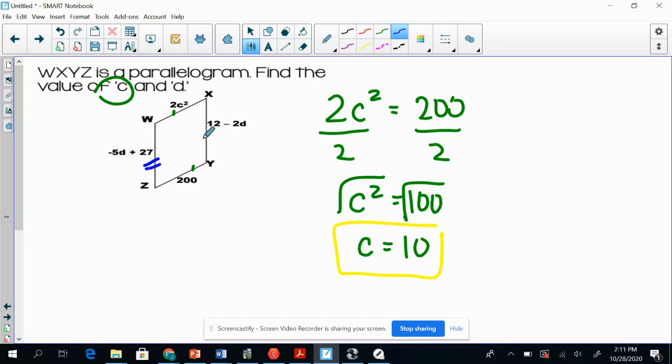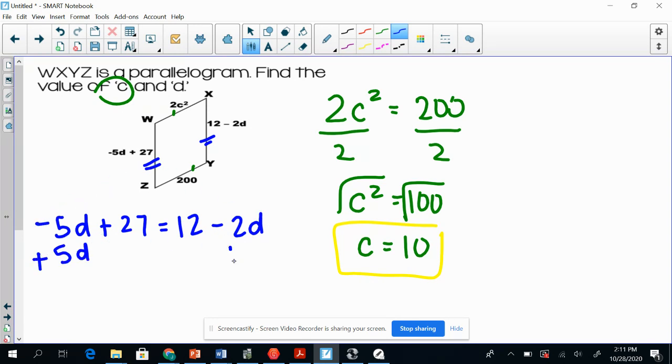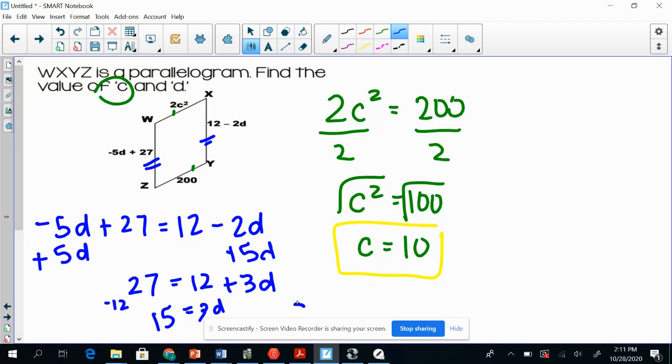Since it's a parallelogram, this side and this side are also congruent, so negative 5d plus 27 is equal to 12 minus 2d, and we're going to solve for d. I'm going to add the 5d just to keep my numbers positive attached to my d. So 27 equals 12 plus 3d. I'm going to minus 12 on 27, which should give me 15. And so I have 15 equals 3d. Divide both sides by 3. So d is going to be equal to 5. And it says find the measure of d. So we found our answer for that one as well.